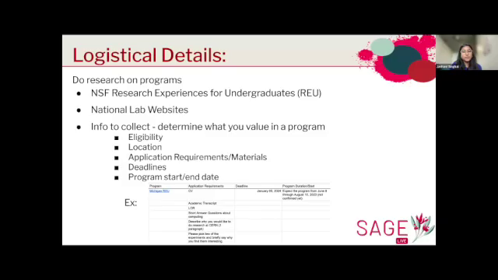Sometimes the deadlines are very varied, and so you want to make sure to know exactly when those are. And then you also want to know what the program start and end date is. I know I'm on the quarter system and some internships are on the semester system, and so I would have to miss a significant part of the internship. So you want to double check about each program's flexibility with your school schedule. And this is just an example of what my spreadsheet looks like.